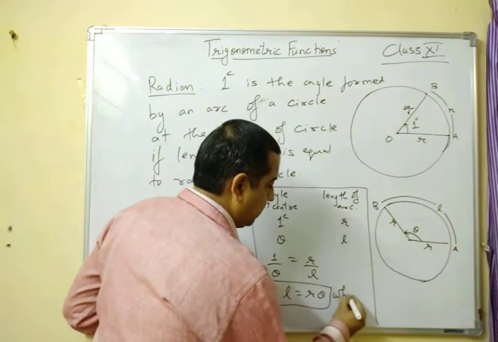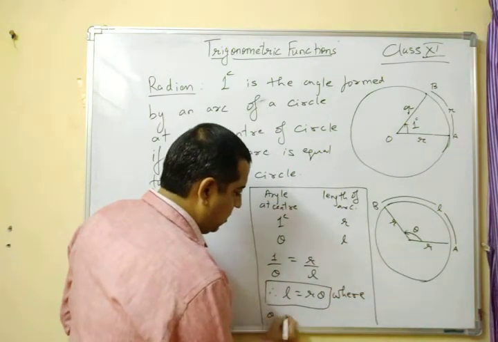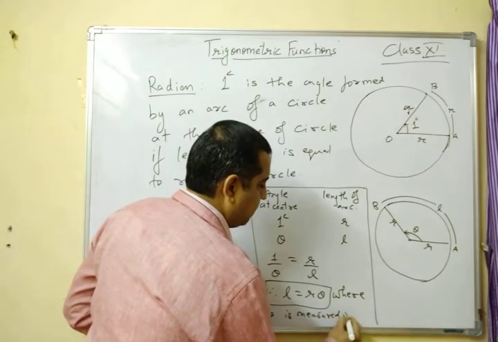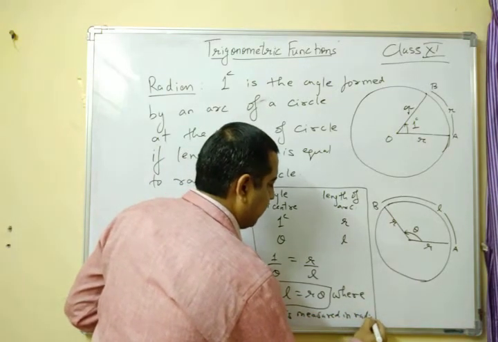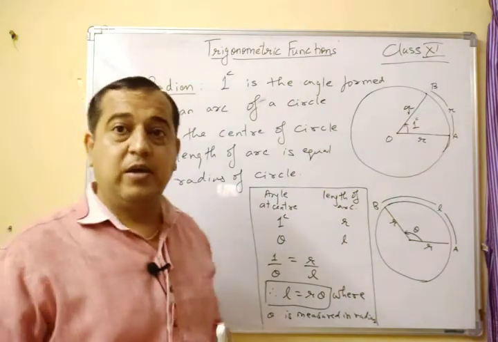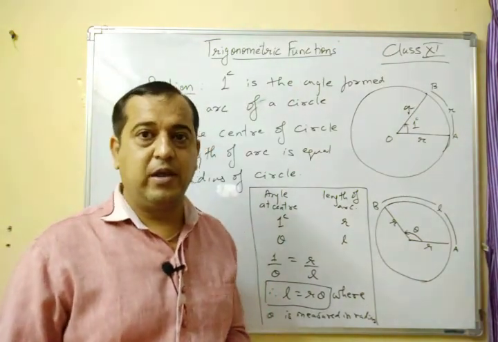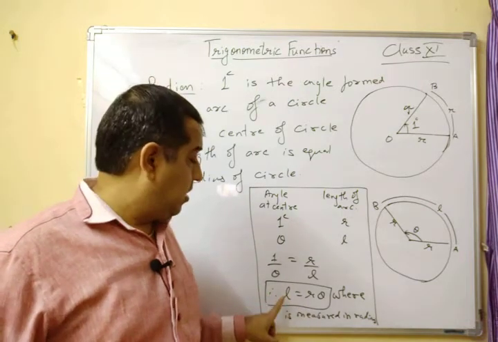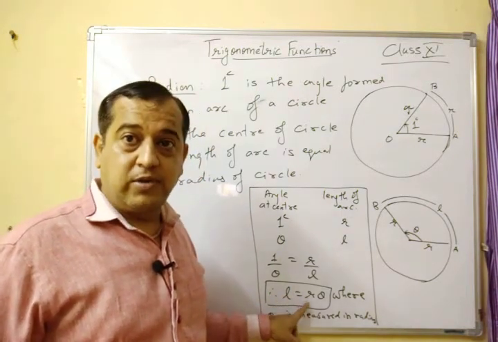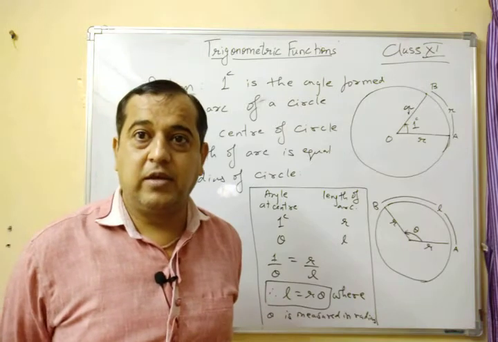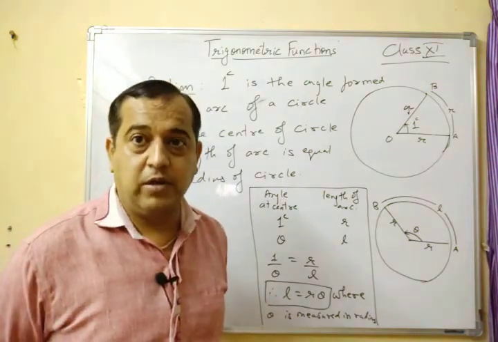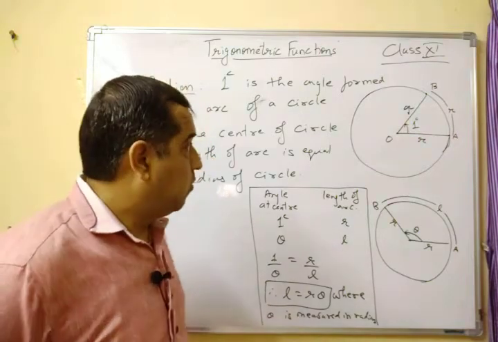Here theta is measured in radians. Compulsorily, theta will be measured in radians. Okay, so this is the relation between length of arc, radius of circle, and angle formed by the arc at the center of the circle. Okay, one more thing.